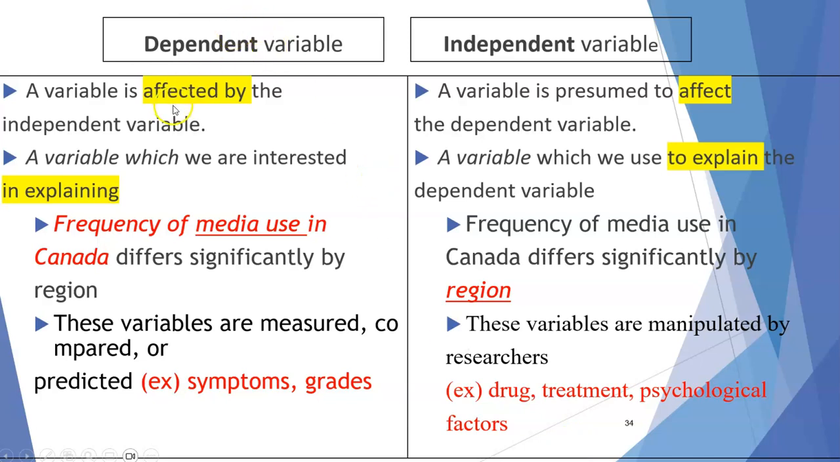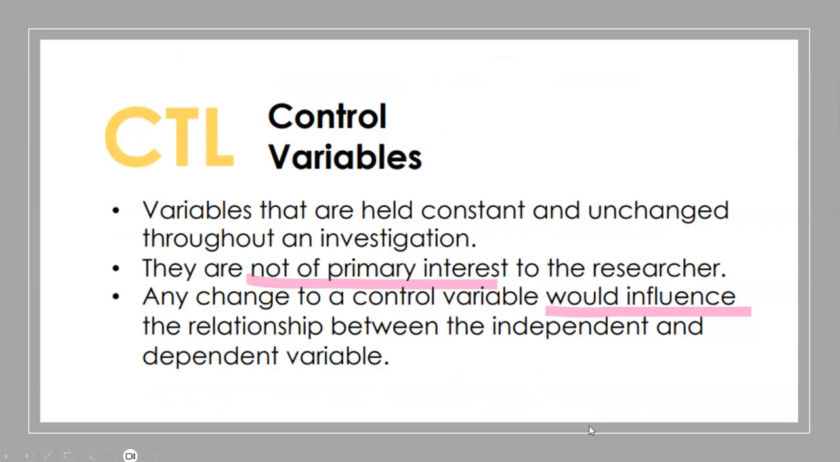So dependent variable means that it's affected by something, for instance, the frequency of media use in Canada. The frequency of media use will be the dependent variable, and you want to know how it is affected by the factors. You can see here in the right part what affects or explains why that happened. That is the region. The regions in Canada can affect the frequency of media use depending on the provinces. So that is one research question you can imagine.